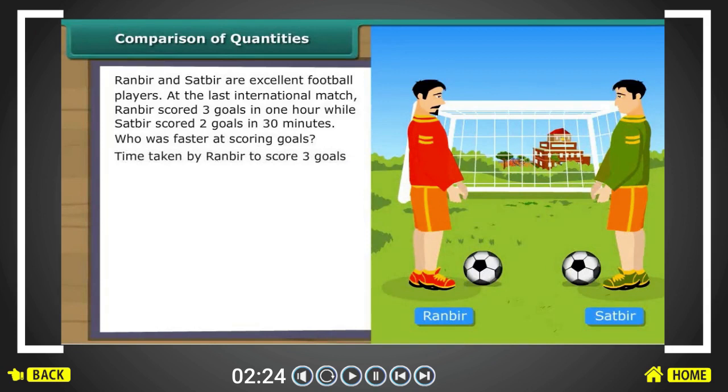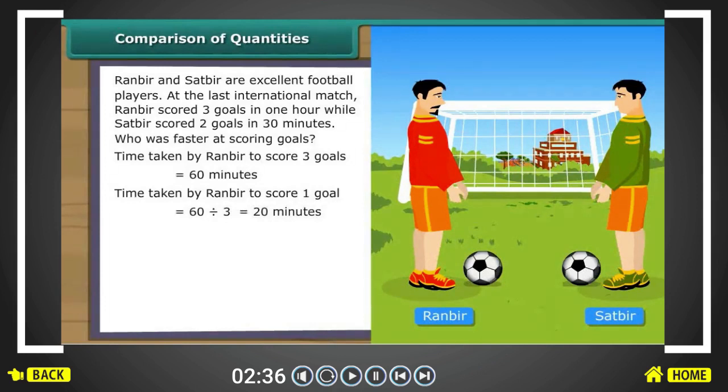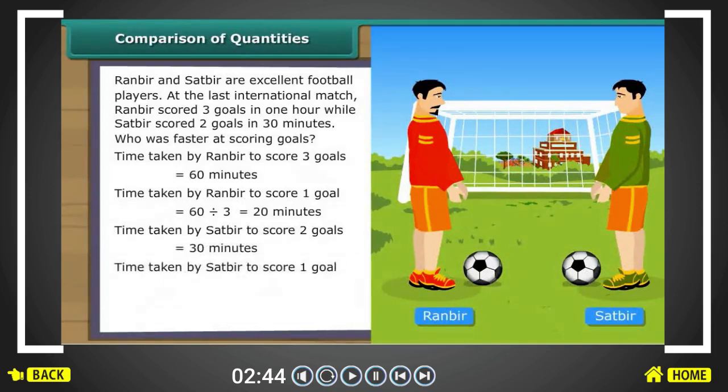Time taken by Ranbir to score 3 goals is equal to 60 minutes. Time taken by Ranbir to score 1 goal is equal to 60 divided by 3, which equals 20 minutes. Time taken by Satbir to score 2 goals is equal to 30 minutes. Time taken by Satbir to score 1 goal is equal to 30/2, which equals 15 minutes. Therefore, Satbir was faster at scoring goals.